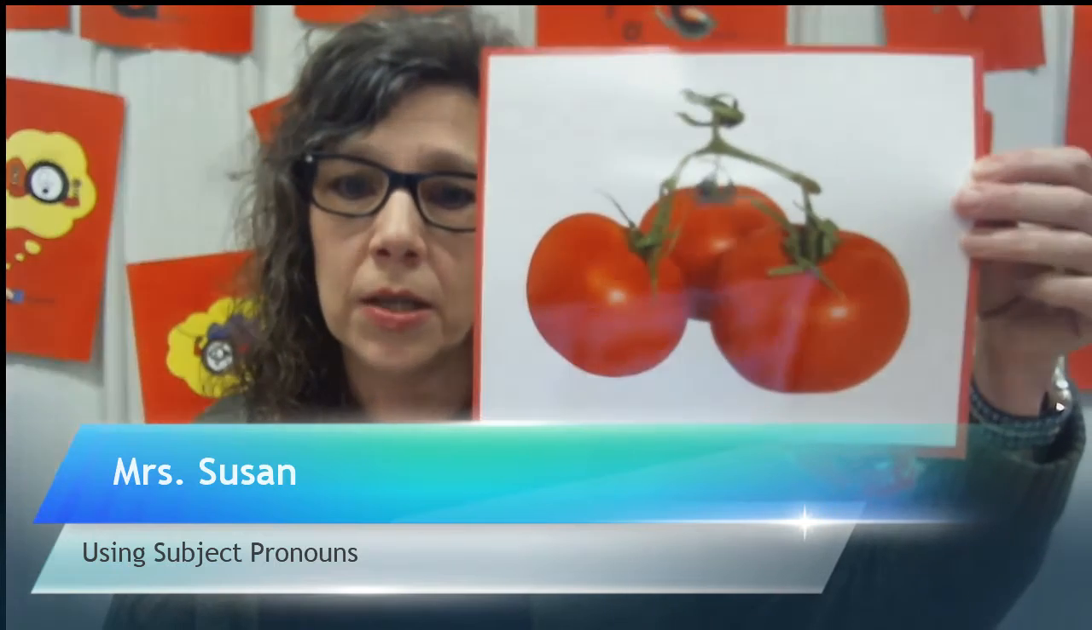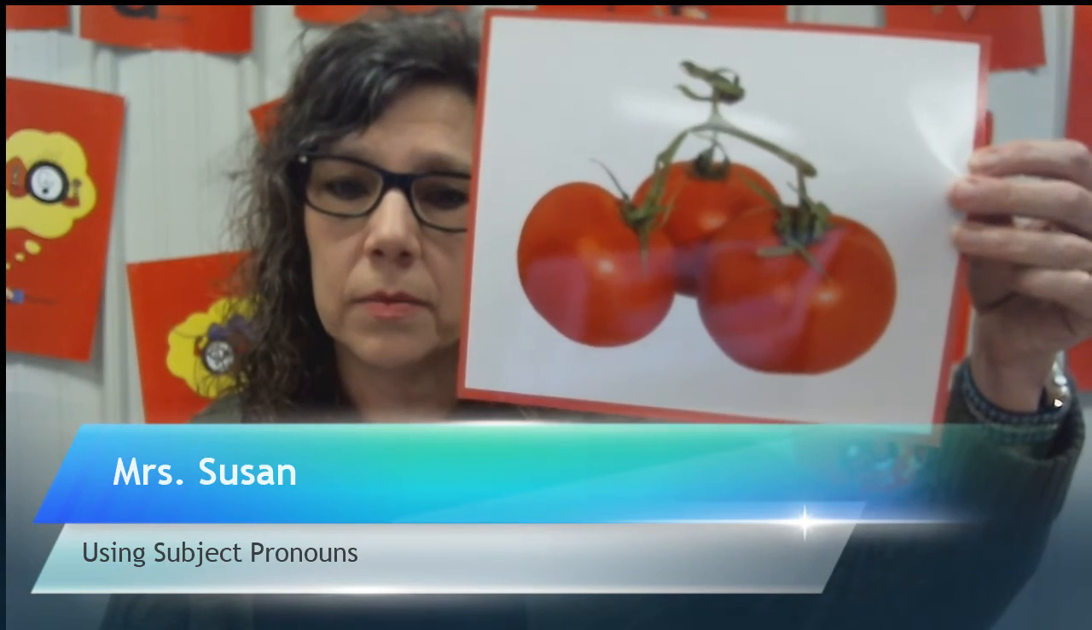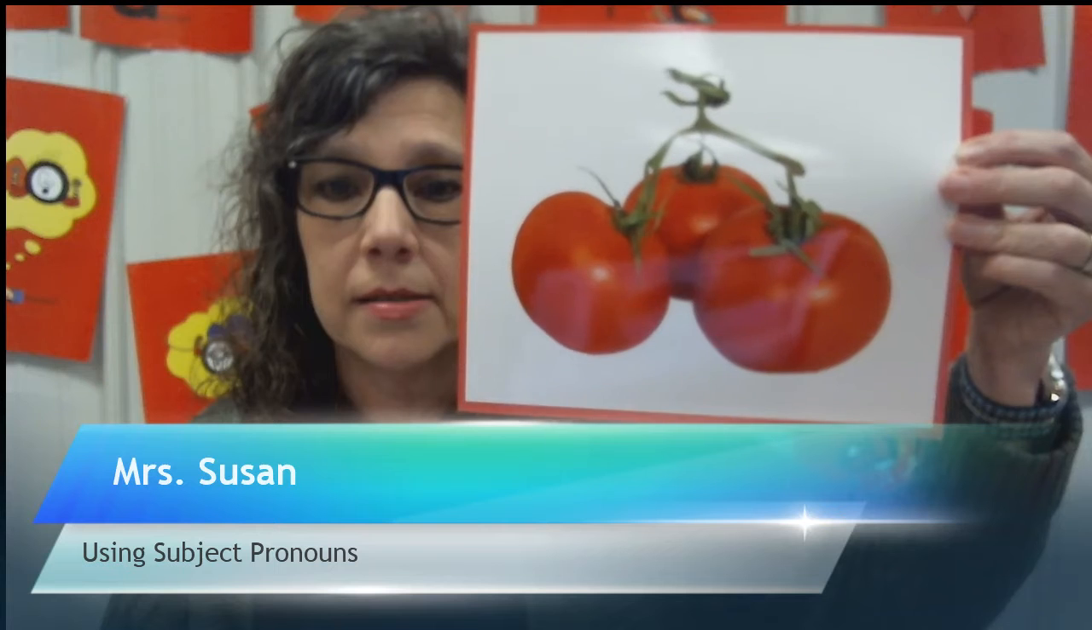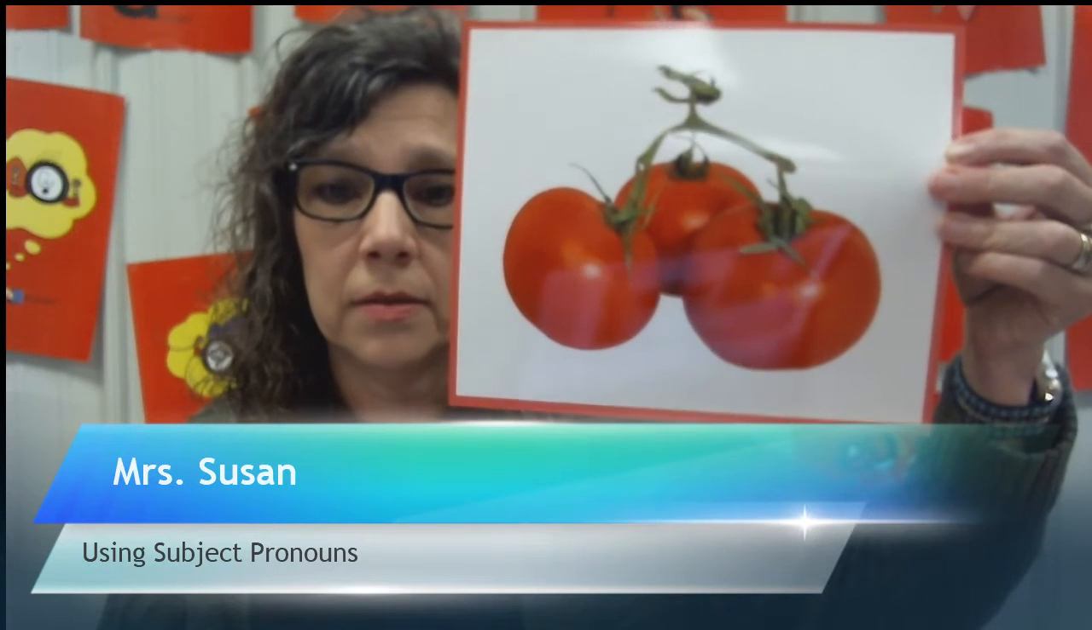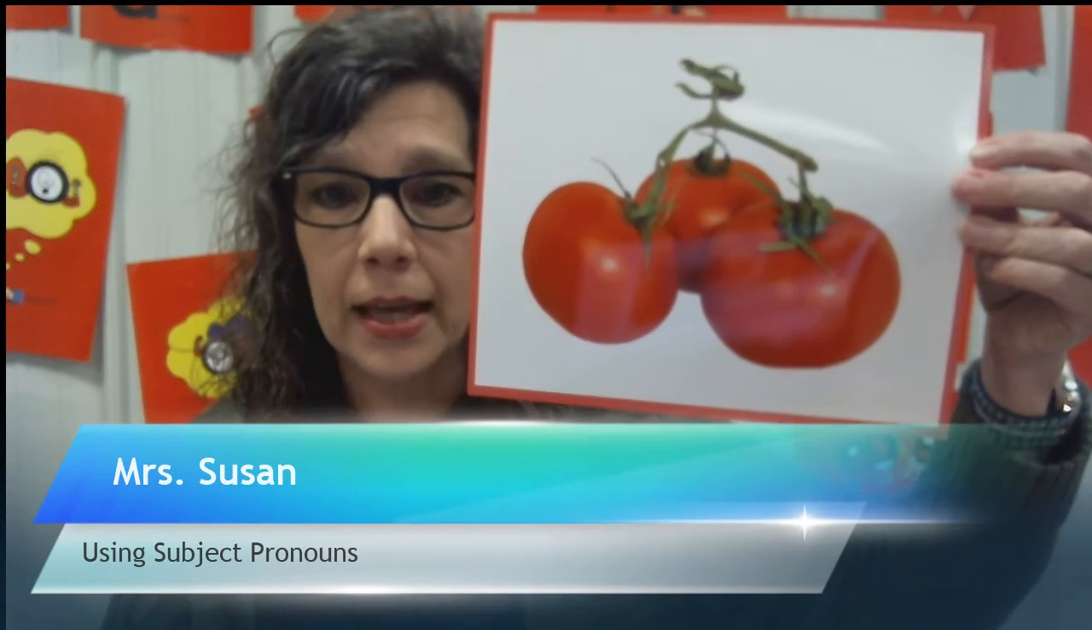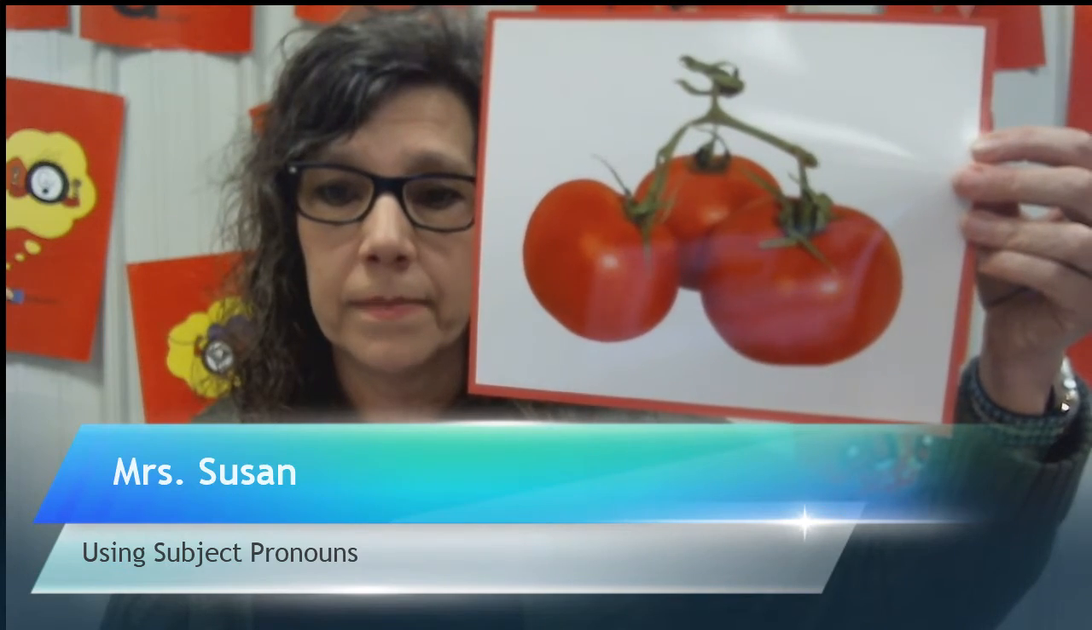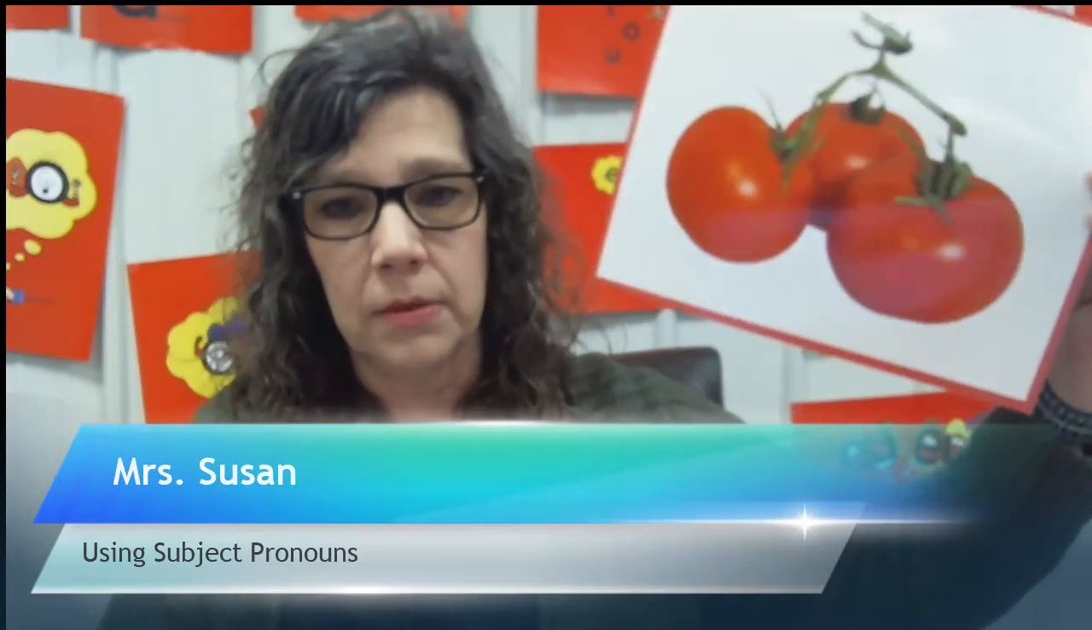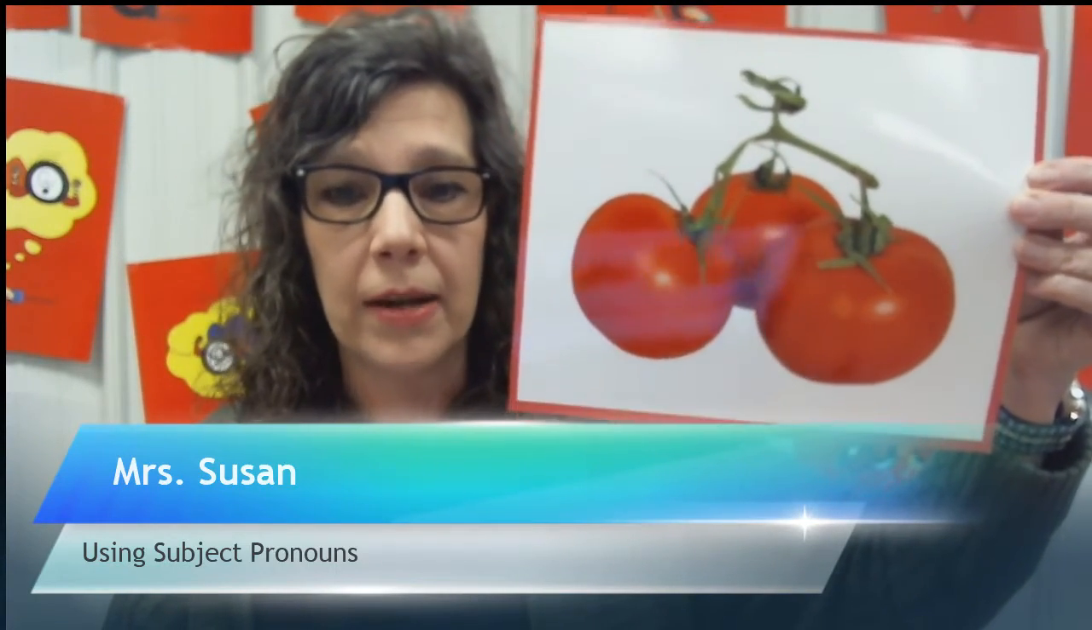What about these? They're tomatoes. Yes, those are tomatoes. So if I said the tomatoes are on the vine, which pronoun would I use for that? Would I say it is on the vine? Or would I say they are on the vine? You're right. I would say they because there's more than one. I couldn't say it because there are three tomatoes. I would have to say they are on the vine.